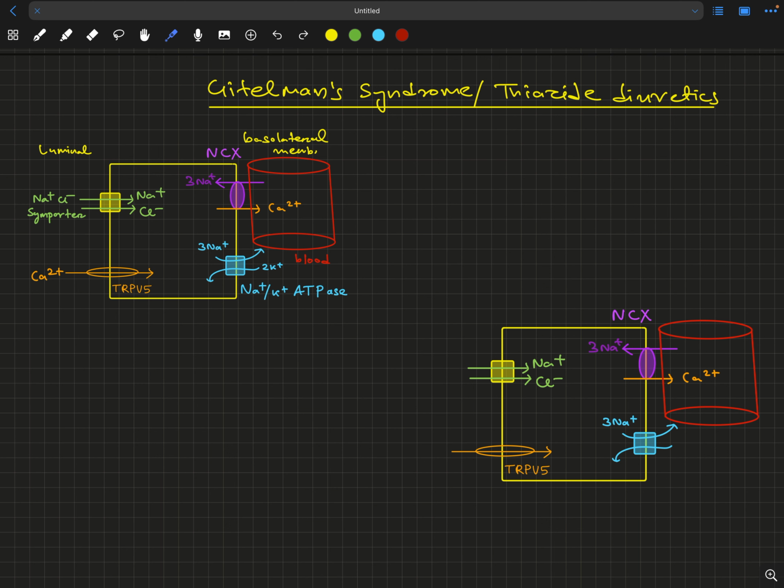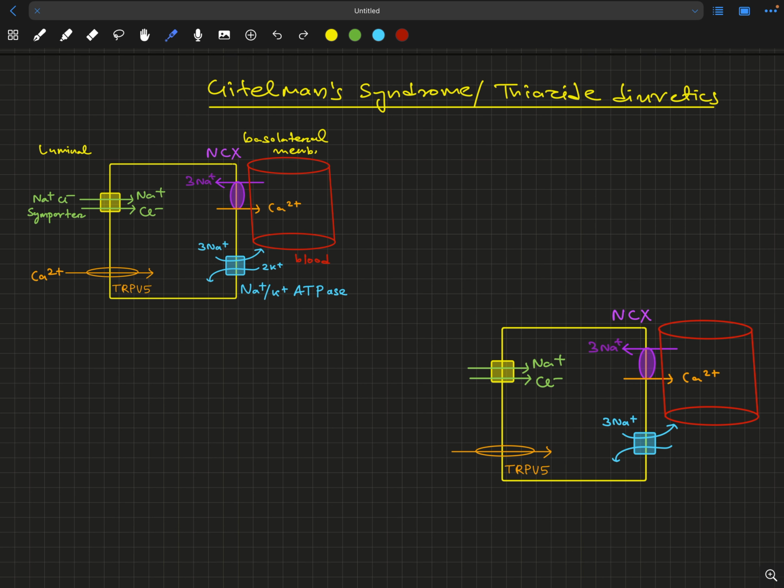On the luminal side, we have our main guy, the sodium chloride cotransporter. It's important. Another channel is for calcium, called TRPV5. The TRPV5 channel, on the luminal side, is for reabsorption of calcium. Now, two transporters are present in the basolateral membrane: the sodium calcium exchanger and the sodium potassium ATPase pump.